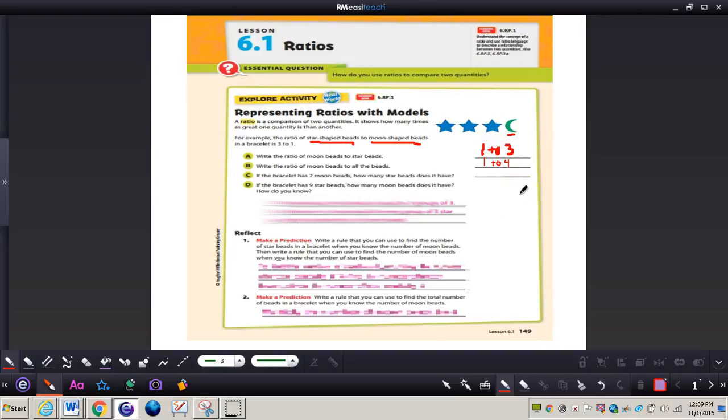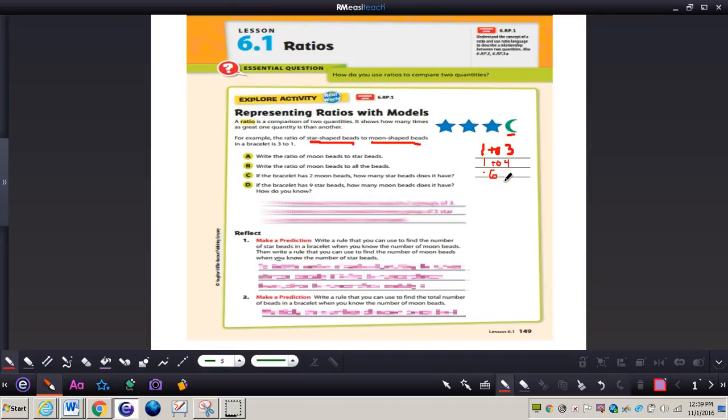All right, now let's take a look at letter C. If the bracelet has 2 moon beads, how many star beads does it have? So if the ratio is 1 to 3 moon beads to star beads, okay, now it's saying that there's 2 moon beads. How many star beads does it have? So you're just doubling the ratio. So we would see 2 moon beads, so that means there would be a total of 6 star beads there.